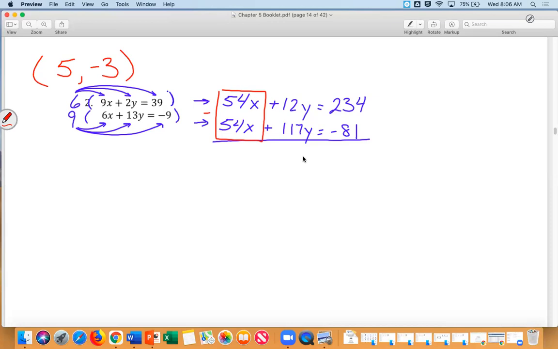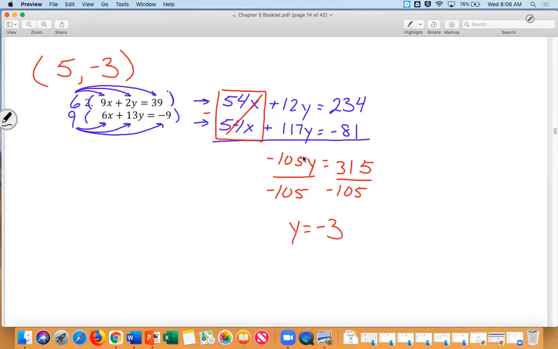54 minus 54, that's 0. They cancel. 12 minus -117 is -105. 234 minus -81. Well, two negatives make a positive, so it's going to be 5 carry my 1, 11 carry my 1. So it's going to be 315. Now I divide. Y equals -3. Hey, look at that.